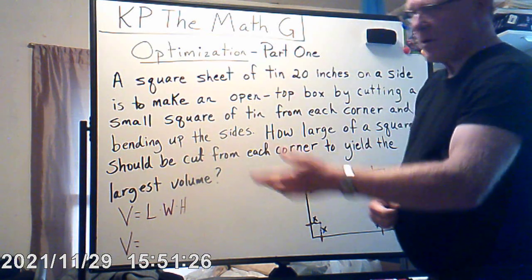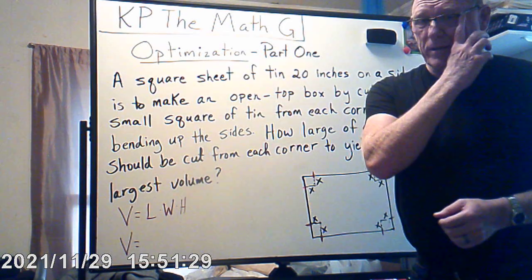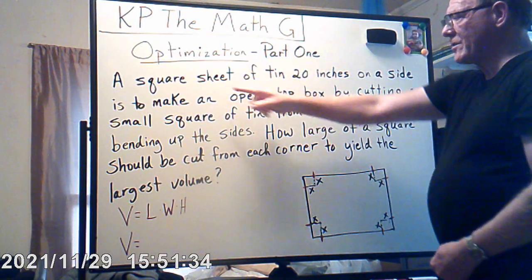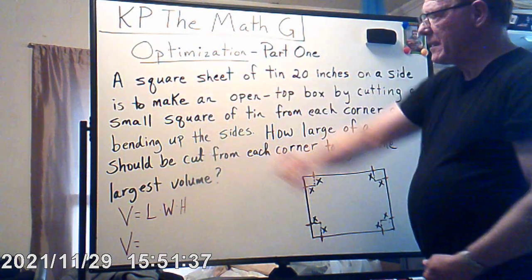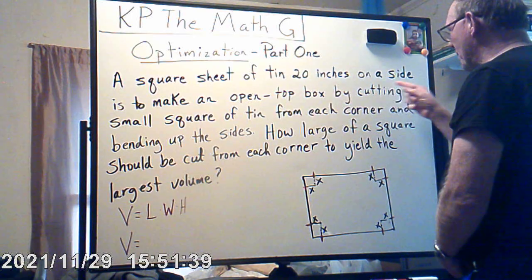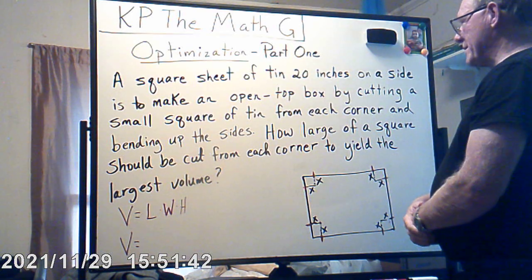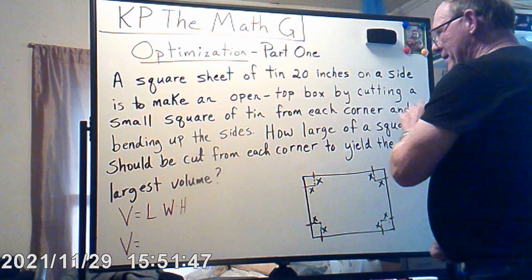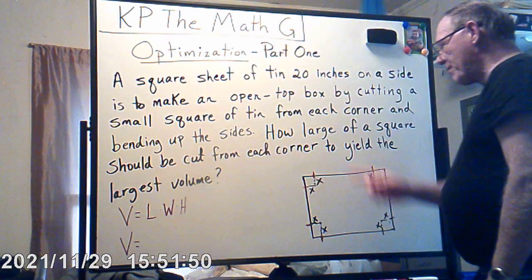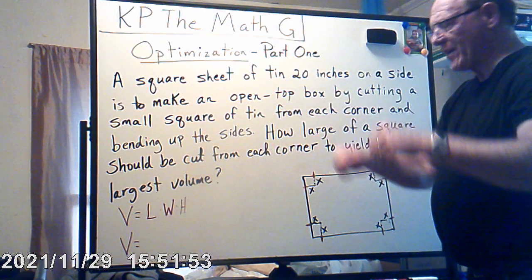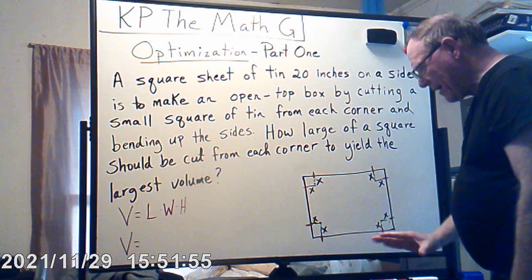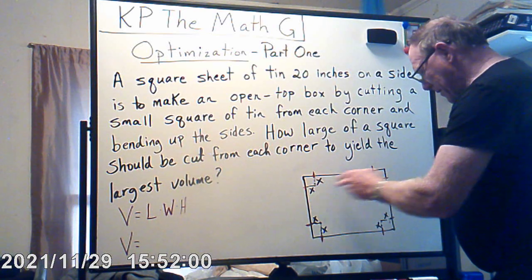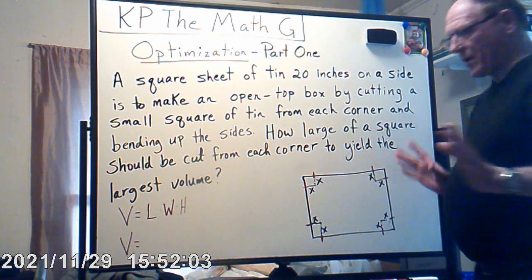I hope you can read this. If not, I'll try to read it to you, but I hope you can see this well enough. It says that a square sheet of 20 inches on a side is to make an open top box by cutting a small square of X from each corner and bending up the sides. Here's kind of the picture. So we're trying to cut the corners out. This is not drawn to scale.